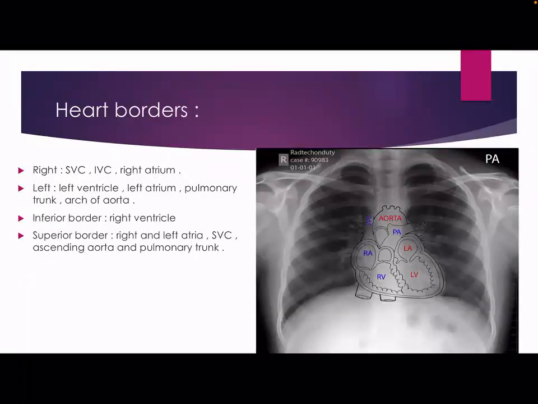The borders of the heart. The right border is formed by the right atrium and superior vena cava and inferior vena cava. The left border of the heart is formed by the left ventricle, left atrium, pulmonary trunk, and aortic arch. The inferior border of the heart is formed by the right ventricle, while the superior border is formed by the left atrium, right atrium, pulmonary trunk, and ascending aorta.